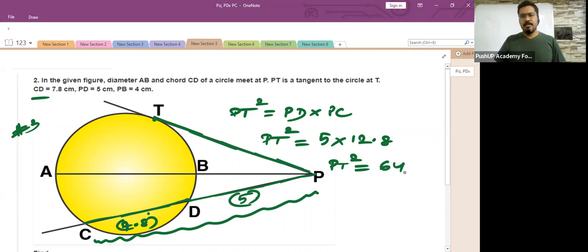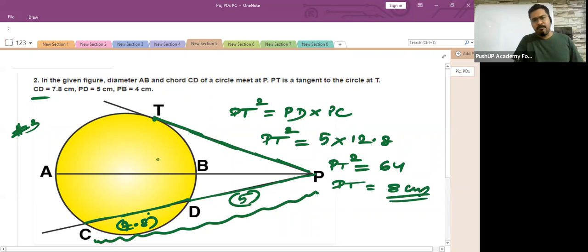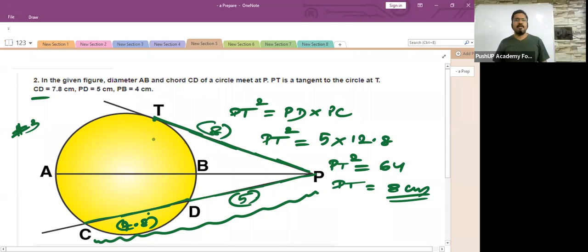64. Perfect. Exact 64 you got, no? If PT square is equal to 64, PT is equal to square root of 64. How much is it? 8 centimeter. Children, hence we could find the length of the tangent to the circle, 8 centimeter. But this wasn't the question.